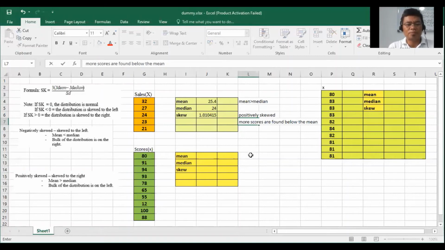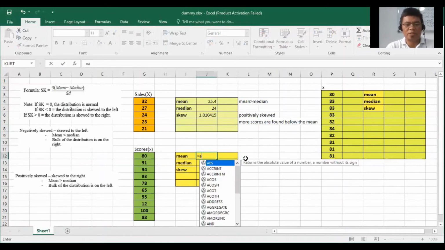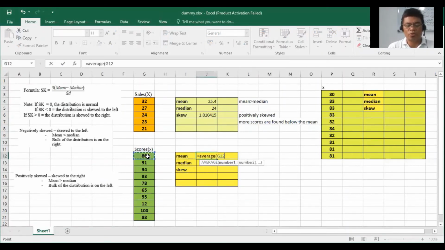Second example. The second example has scores of 80, 91, 94, 93, 78, 65, 55, 12, 100, and 88. We will look into the values of our mean and median, and prove that through our skewness coefficient again. First, we get the average through Microsoft Excel, so we don't need to solve it manually anymore. Equals, we have 75.6, and the median value would be 84.